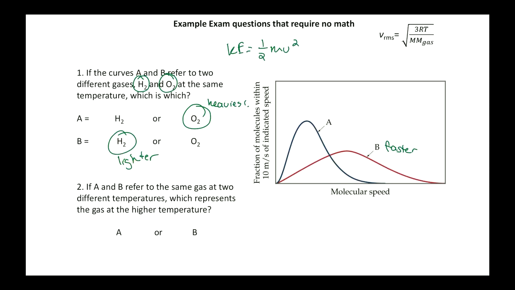Okay, so same graph. If A and B refer to the same gas at two different temperatures, which is the gas at the higher temperature, A or B? B, yes, B, because it's moving faster. And so again, if we look at our root mean squared equation, we see that molecular speeds will increase if temperature increases, but molar mass decreases. Light and hot molecules will move the fastest. All right, so that requires no math.